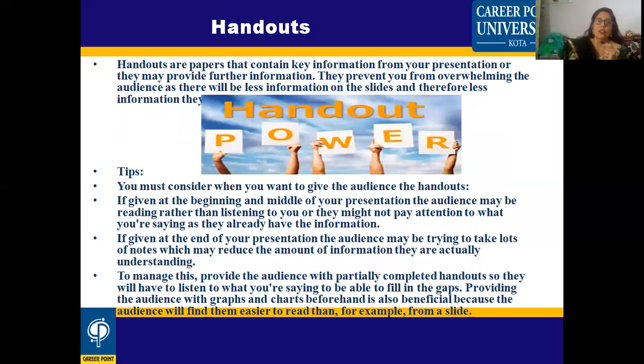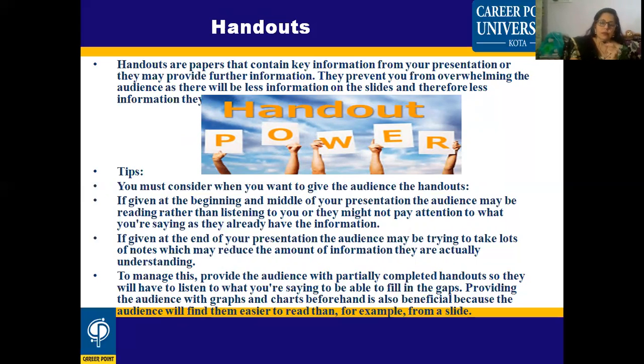Next is handouts. You can see the power of handouts here in this slide. What are handouts? These are the papers that contain key information of the presentation. As you can see, POWER. So these are the handouts which are conveying the message, whatever we wish to convey. If we wish to convey certain important points of our presentation, then also we can always use handouts. They also have a different impact on the audience.